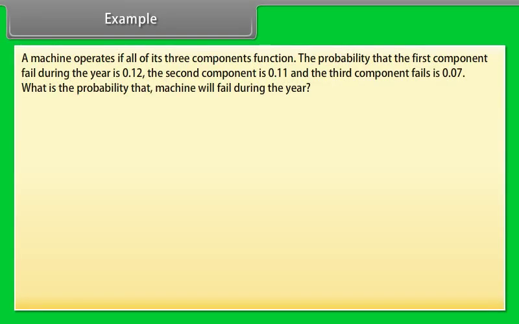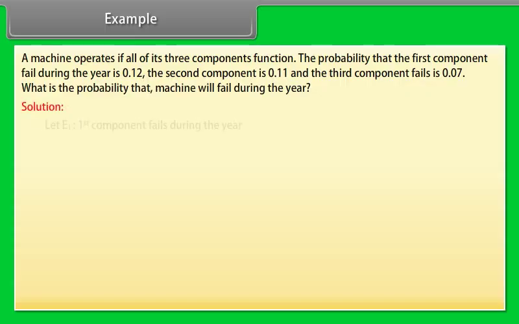Example. A machine operates if all of its three components function. The probability that the first component fails during the year is 0.12. The second component is 0.11 and the third component fails is 0.07. What is the probability that the machine will fail during the year?